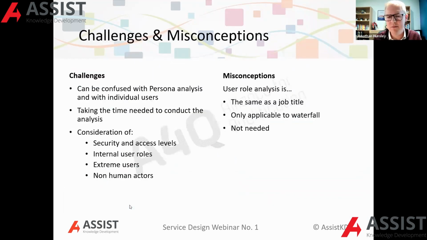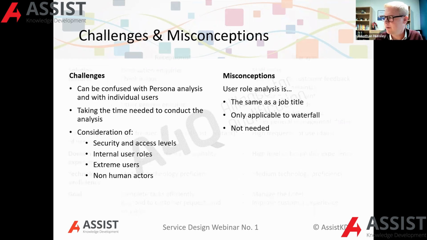Let's now look at some challenges and misconceptions in the use of this technique. Often people mix this up with persona analysis. We're going to talk about persona analysis. It's our second technique. There's also a challenge with people feeling that they don't have the time to do this analysis. And I think that that's a real problem. We should always have the time to do the thinking.